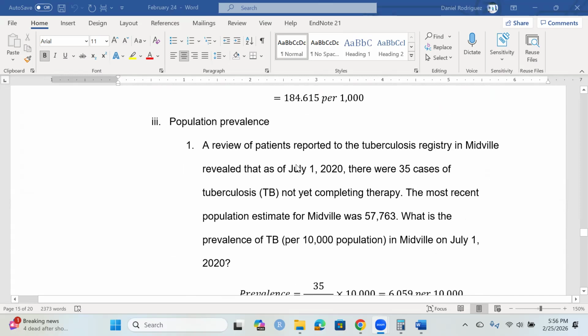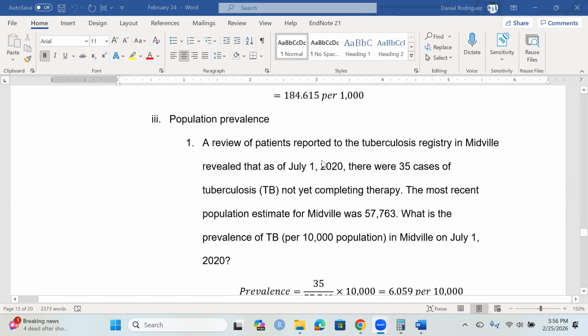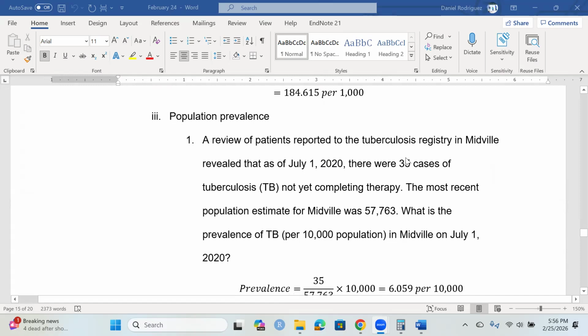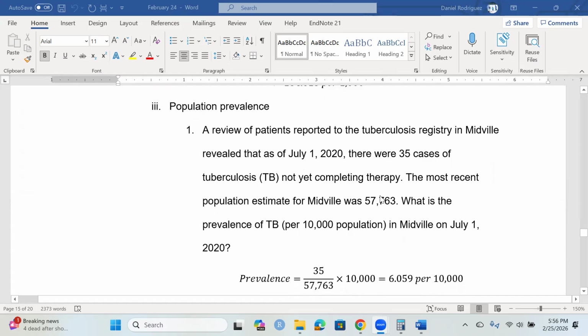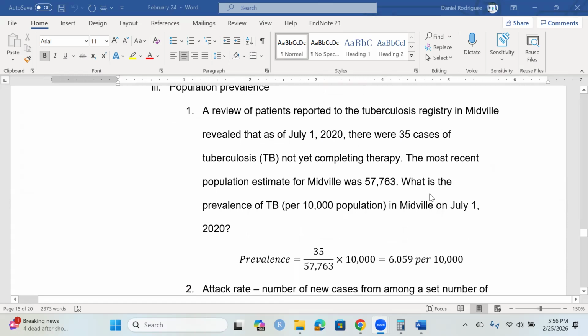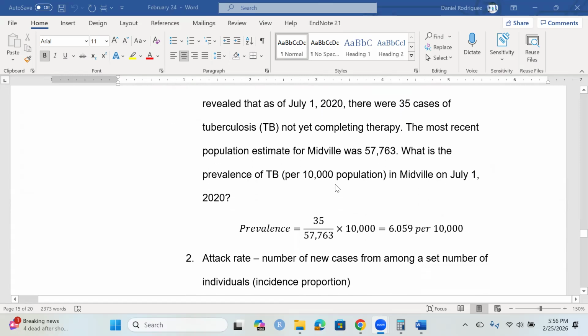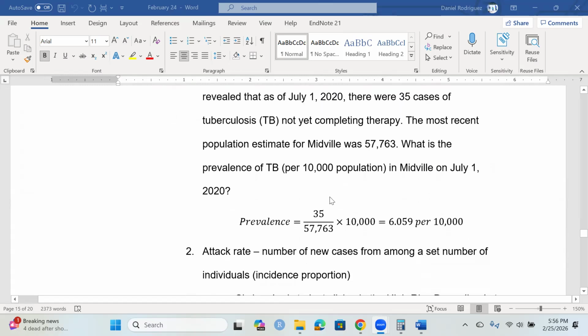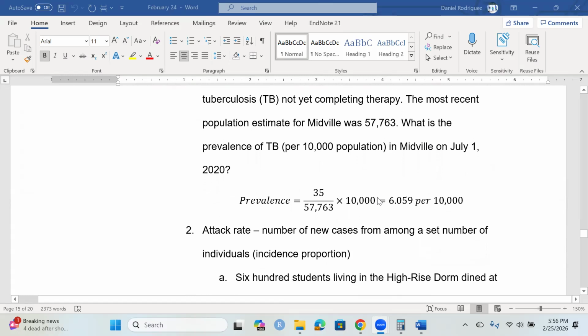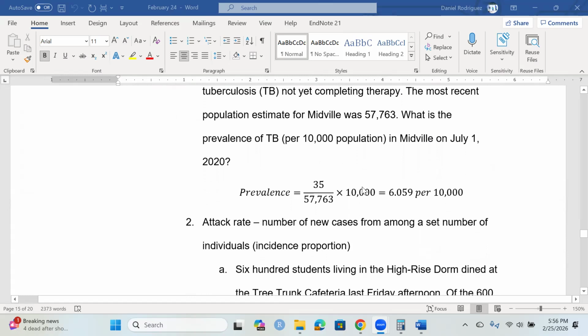An example, and this looks like it's a point prevalence. A review of patients reported to the tuberculosis registry of Midville revealed that as of July 1, 2020, there were 35 cases of tuberculosis not yet completing therapy. The most recent population estimate of Midville was 57,763. What is the prevalence of TB, tuberculosis, per 10,000 in Midville on July 1, 2020?